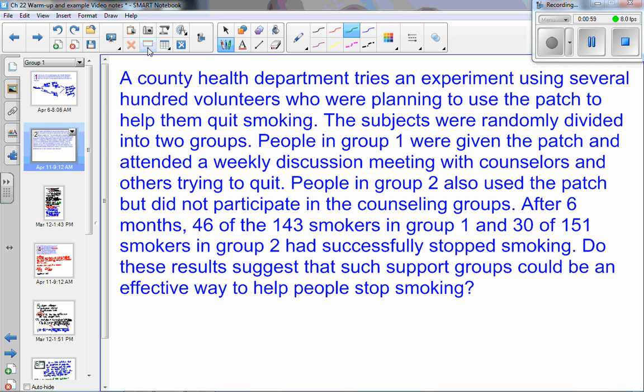So let's suppose now, here's the whole problem: a county health department tries an experiment using several hundred volunteers who were planning to use the patch to help them quit smoking. The subjects were randomly divided into two groups. People in group 1 were given the patch and attended a weekly discussion meeting with counselors and others trying to quit. People in group 2 also used the patch but did not participate in the counseling groups. After 6 months, 46 of the 143 smokers in Group 1 and 30 of 151 smokers in Group 2 had successfully stopped smoking. Do these results suggest that such support groups could be an effective way to help people stop smoking?